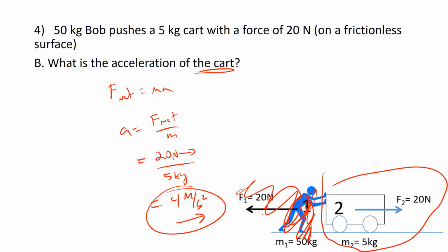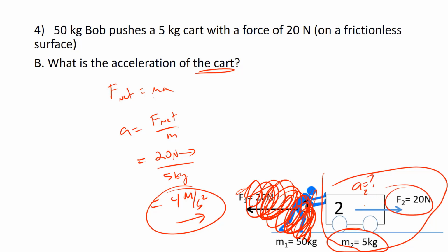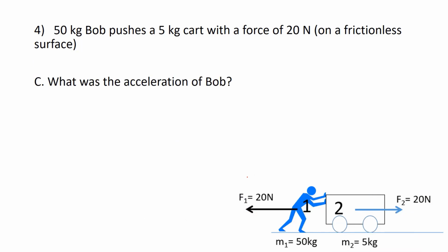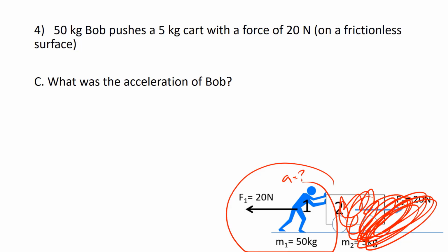Once again, I wasn't concerned with anything else going on here. I was only concerned with the cart's mass, the cart's force, and the cart's resulting acceleration. So that's why it's Newton's second law. Same thing here. Now we're just looking at Bob. What is the acceleration? Not concerning anything else. Only one object in this problem. Fnet equals mass times acceleration. Once again, only one force here, and it's the same as the cart because of the third law, but that's not the equation. We're not going to be using the third law equation. I'm using the second law equation because we're only concerned with what's happening to Bob.